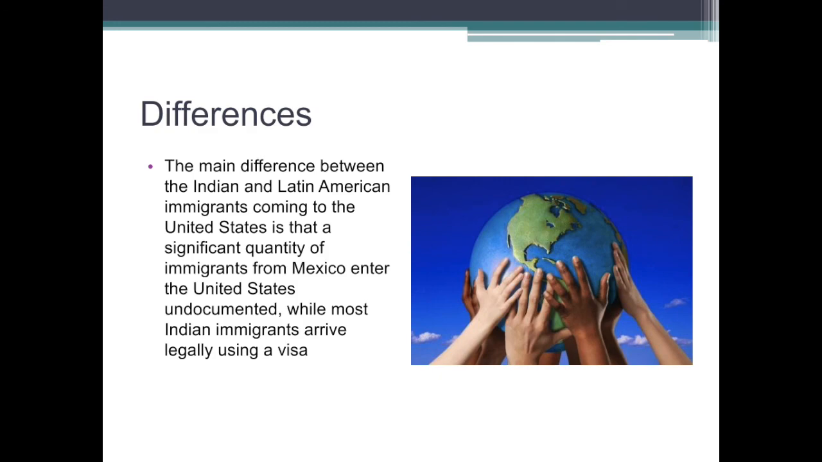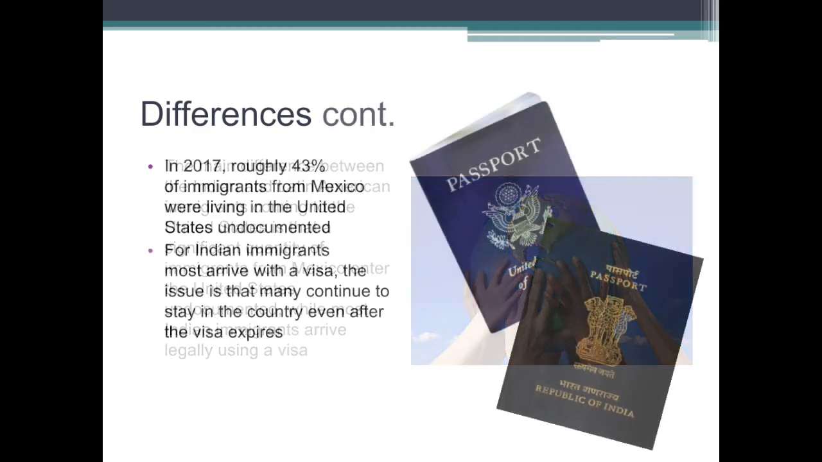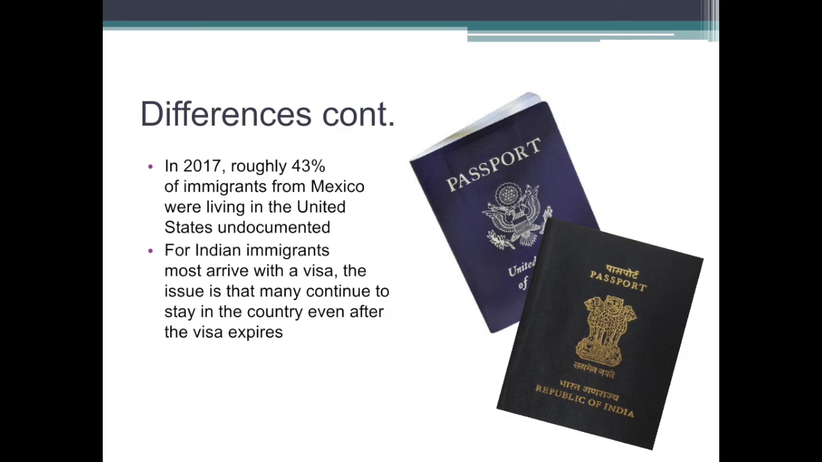A difference between the immigration of Latin Americans to the United States as opposed to Indians is that a significant number of immigrants from Mexico, Central, and South America enter the United States undocumented, while the majority of Indian immigrants arrive on visas and enter the country legally. Roughly 43% of Mexican immigrants that entered the United States in 2017 did so illegally. The issue with Indian immigrants is that while most Indians enter the country on a student or work visa, many continue to reside in the United States even after their visa expired, and they are no longer legal residents.